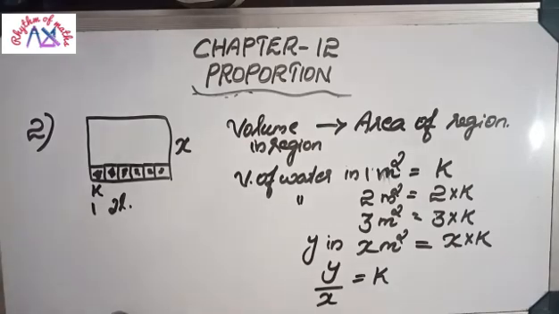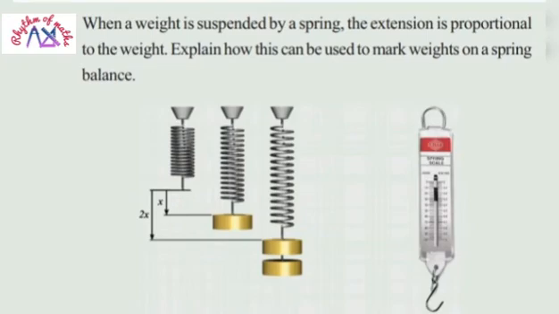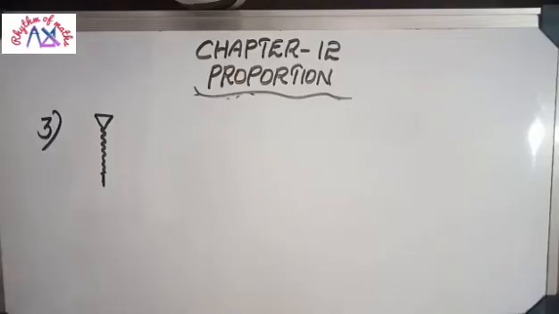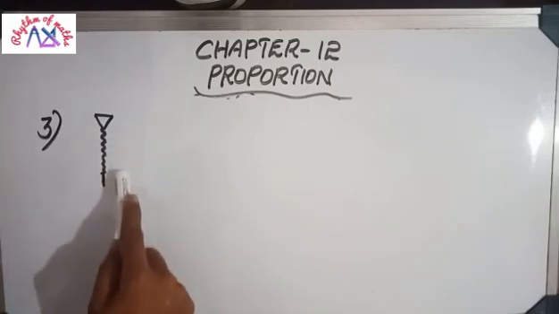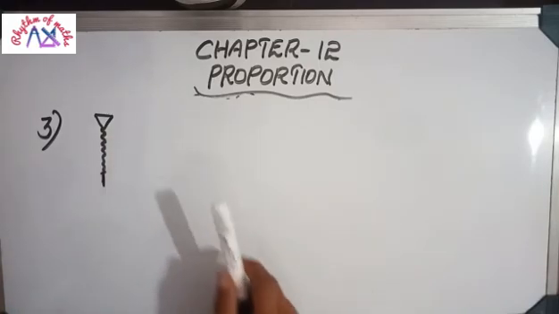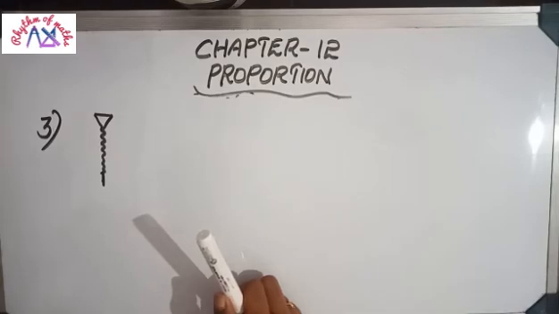Now third question. Question number 3. When a weight is suspended by a spring, the extension is proportional to the weight. Explain how this can be used to mark weight on a spring balance. Okay, check the figure properly. It is about the spring balance. You know what is a spring balance? It is to measure the weight. Here it is given that the weight and extension of the spring are proportional. That is already given. How can we use this to measure the weight? That is the question.